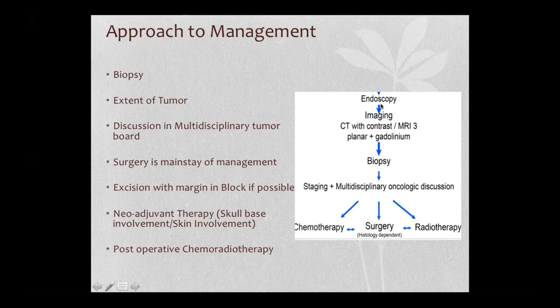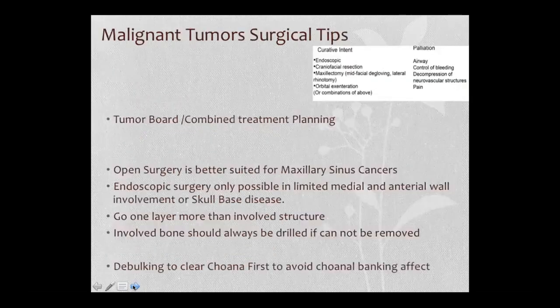So the flow chart is that you do endoscopy and imaging, and then after imaging, you do a biopsy. I think I've already talked about it. And then depending upon the tumor board and the histology, it is decided which arm the patient will go in, and there is switching over to the other arm depending upon the extent.